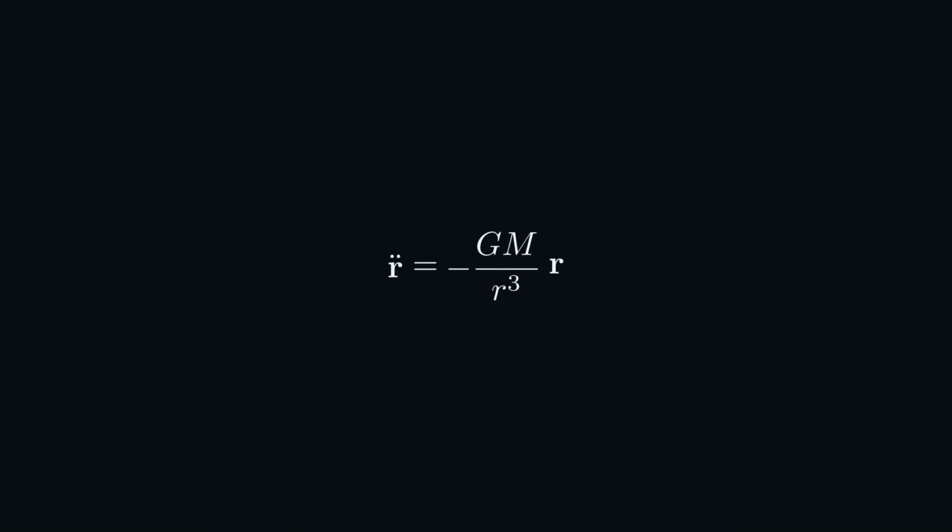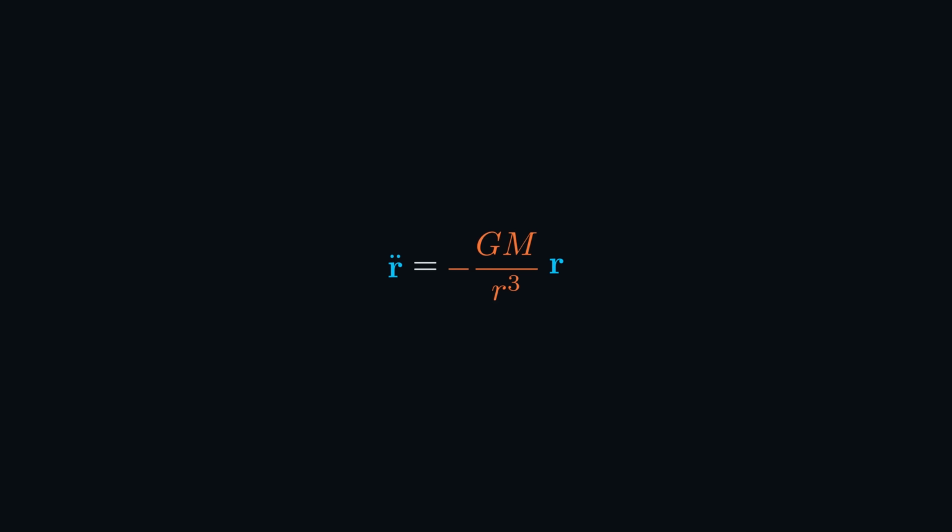And at first glance, it looks solvable. You have one unknown function, the planet's position as it changes through time. The rest are just known constants. A high school student would look at this and think, easy, just isolate r.